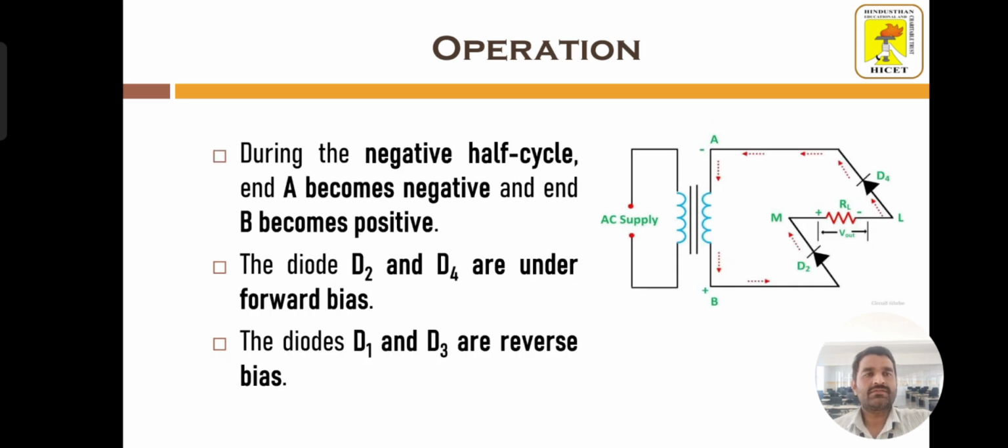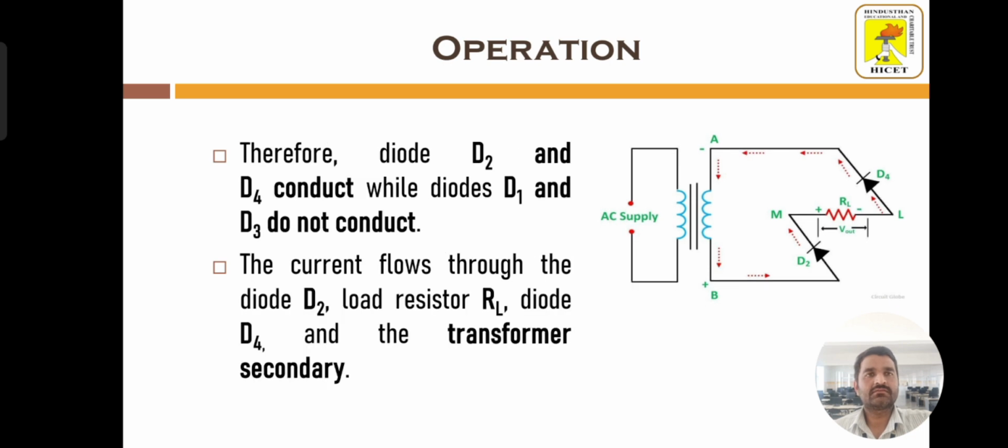During the negative half cycle, point A becomes negative and B becomes positive. In this case, it will forward bias the diodes D2 and D4, and at the same time the diodes D1 and D3 will be reverse biased, so they won't conduct. The diodes D2 and D4 conduct here and D1 and D3 will not conduct. Now the current will start from point B, flow through D2, RL, D4 and reach point A.